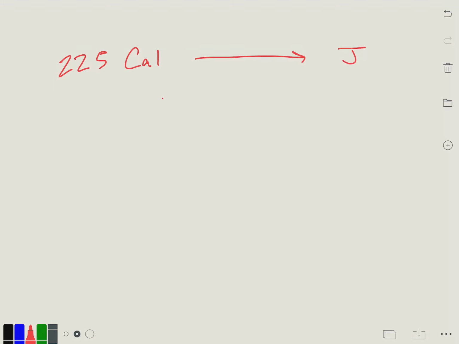No. There's a calorie to calorie conversion, where 1 big C calorie is 1,000 little c calories. It's a big C calorie. And then there's also that 4.184 joules is 1 little calorie. So we've got those two things to work with.